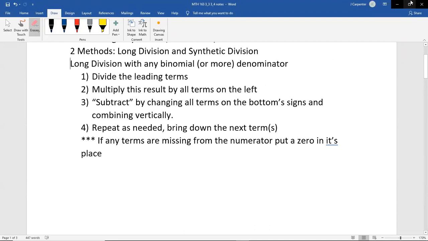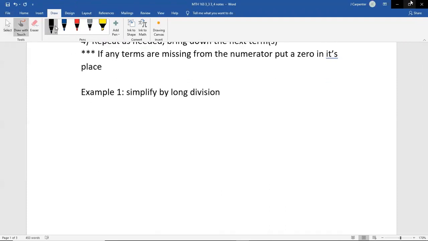All right. Example 1. Simplify by long division. For A, we got x squared plus 3x minus 10 divided by x minus 2.